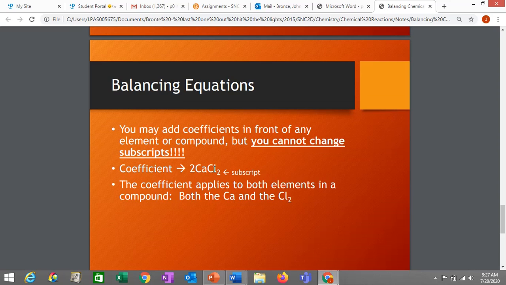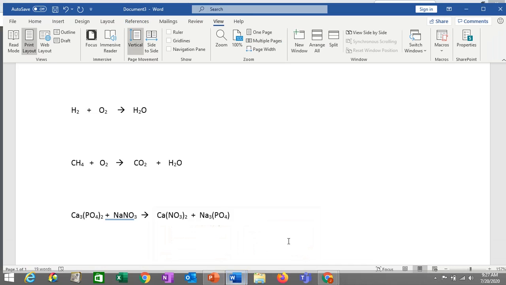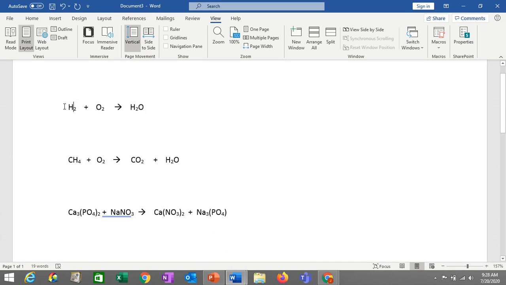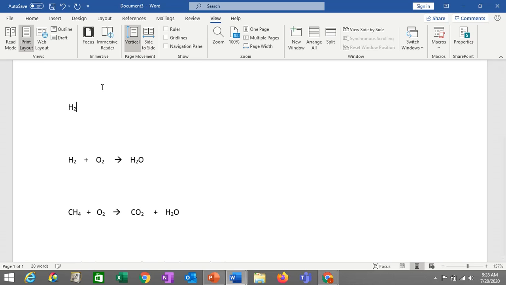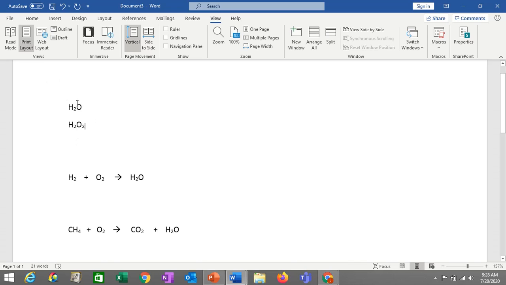Think about it this way. Water, H2O, right? We're all familiar with water. There's another substance called hydrogen peroxide, which is H2O2. So if we have water, H2O, and we have hydrogen peroxide, H2O2, these are very different chemicals.